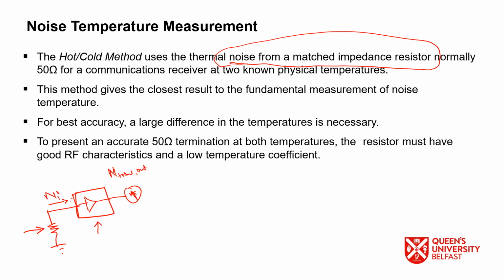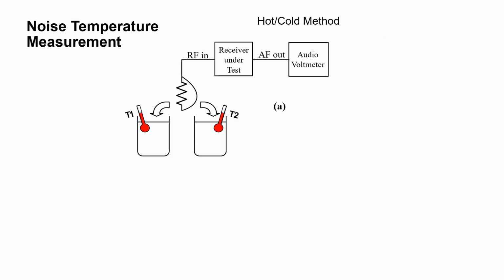To present an accurate 50 ohm termination at both temperatures, the resistance must have good RF characteristics and a low temperature coefficient. So this resistor needs to be a highly accurate resistor, so that when the temperature of the resistor is changed, it can easily translate into the input noise for the receiver.